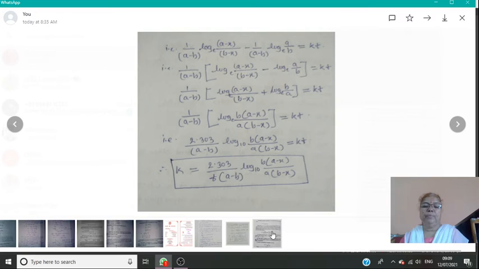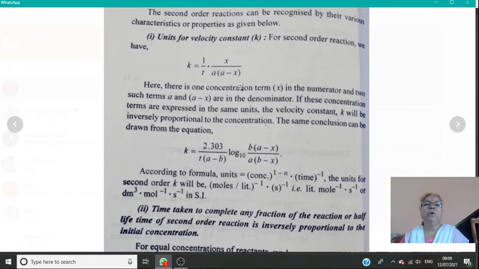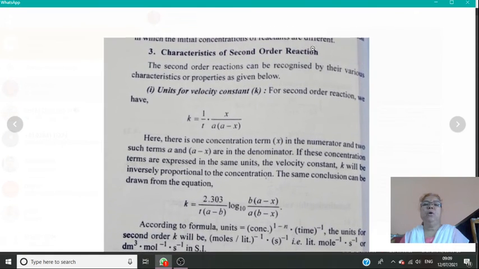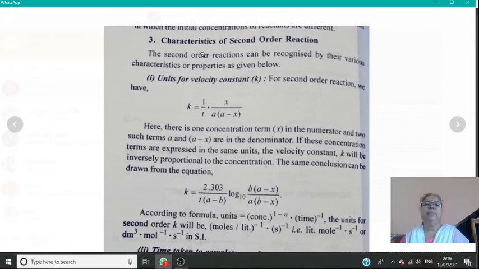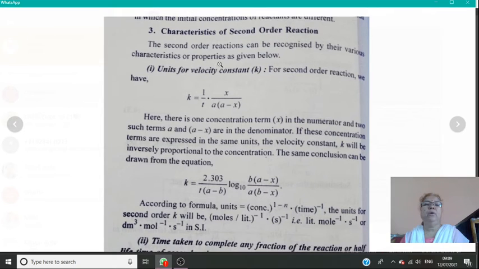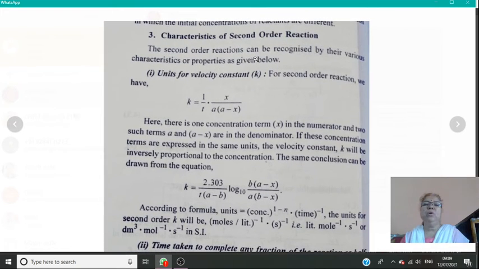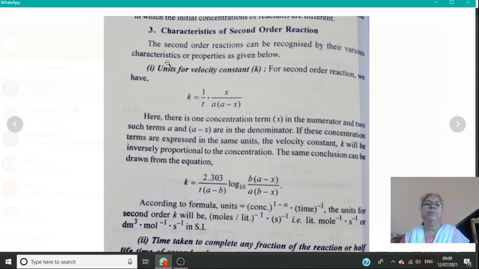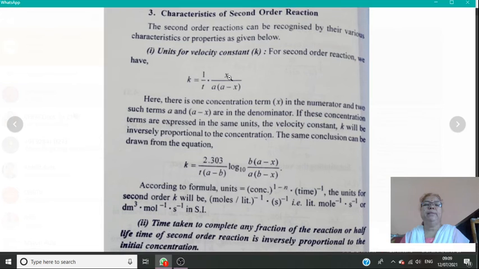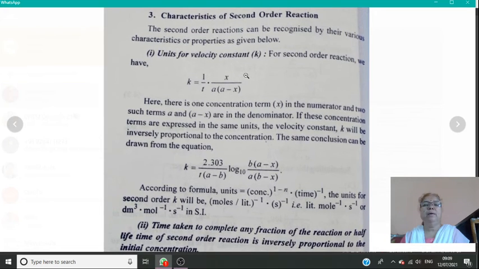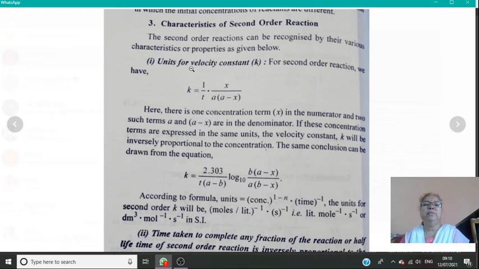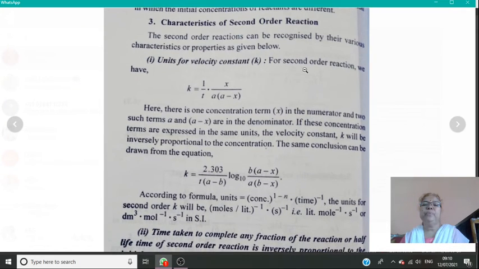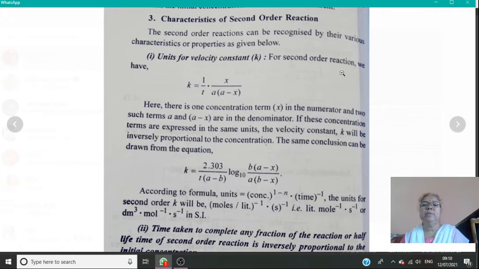Then the characteristics of second order reaction. The next point is the characteristics of second order reaction. The second order reaction can be recognized by various characteristics or properties, and these are as follows. Here, the first characteristic: units for velocity constant k for second order reaction.